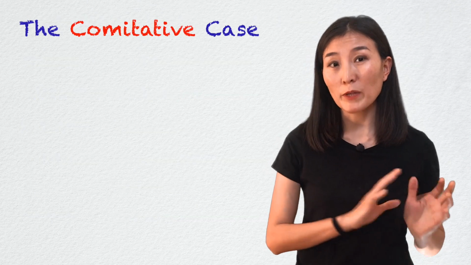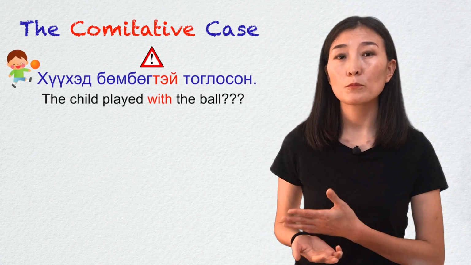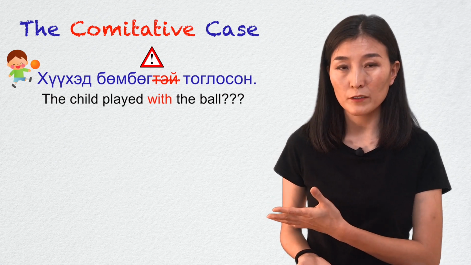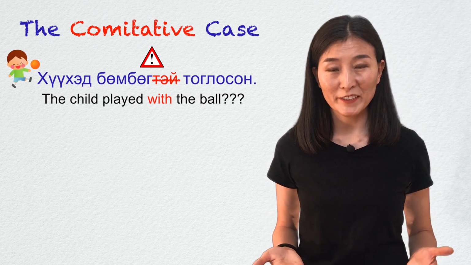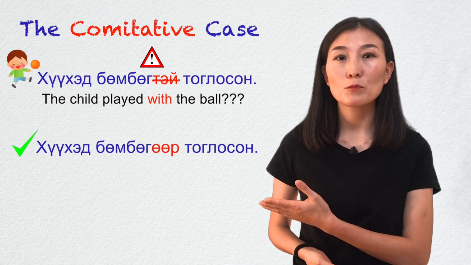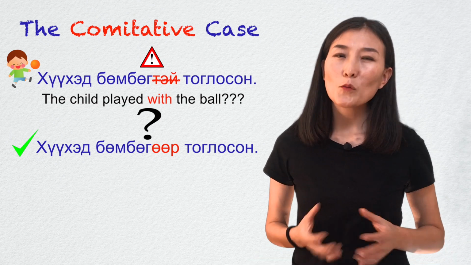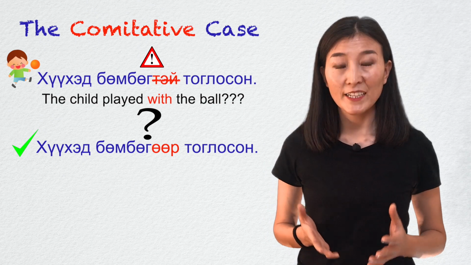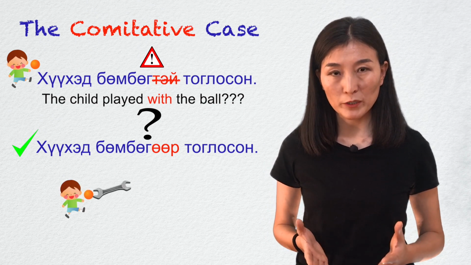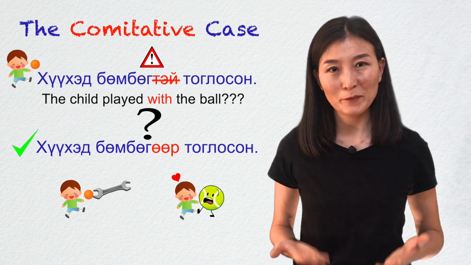So, one thing you may be thinking is, why didn't we say хүүхэд бөмбөгтэй тоглосон? A child played with the ball. Why do we use the instrumental case I mentioned in the example earlier, хүүхэд бөмбөгөөр тоглосон? Why not the comitative case? Well, think of it this way. In the sentence, the child is using the ball to play with as an instrument. The ball is not his playmate whom he is playing with, right?